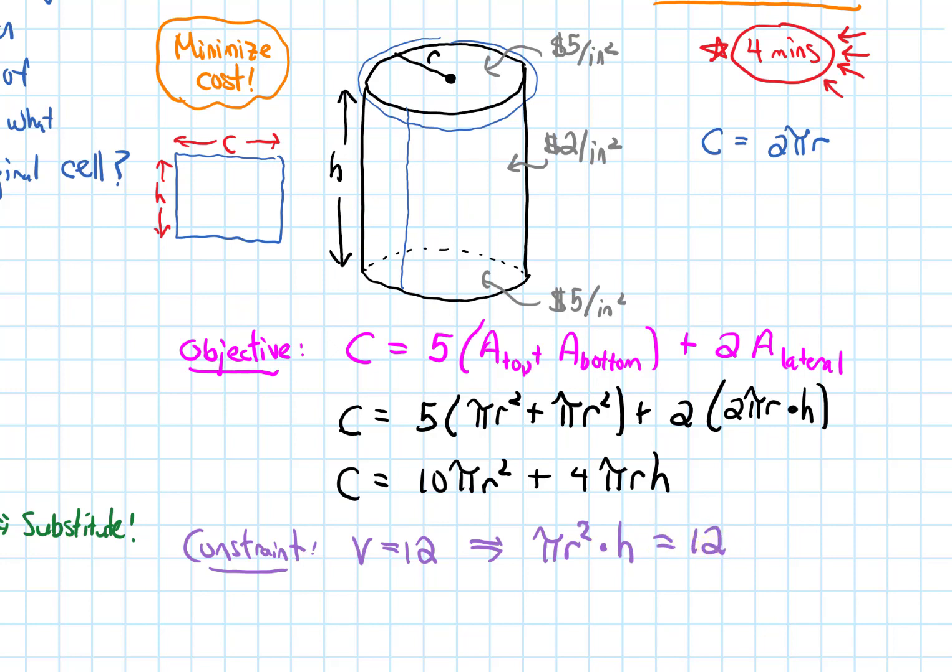So once we have our constraint, I isolate one of these variables so I can substitute into the objective. Typically, I isolate whichever variable is easier to isolate. And I would say h is going to be easier. If I divide by pi r squared, we get 12 over pi r squared. If I were to isolate the r, we'd get a square root, and overall that's a little bit more complicated than this, which is why I'm isolating h. So now we are ready to substitute.